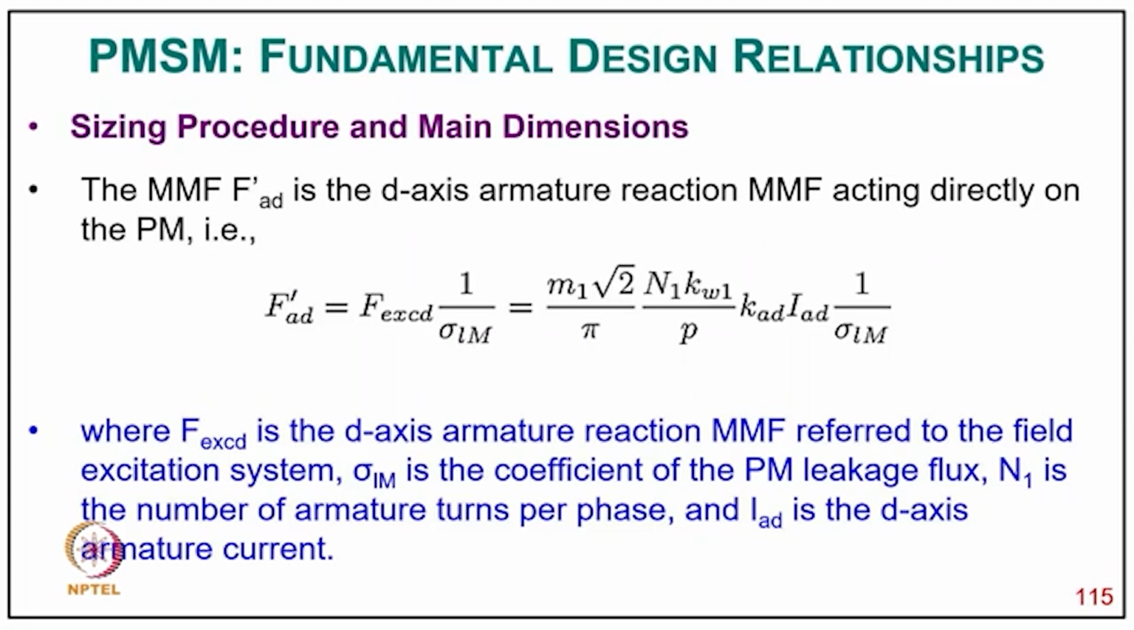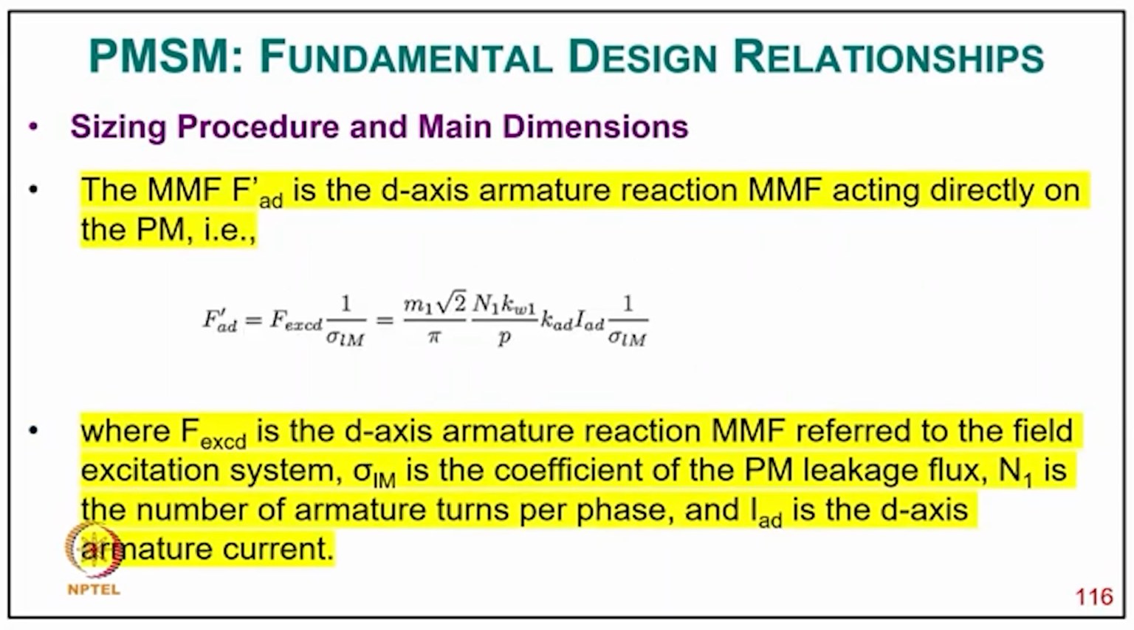So F AD dash is the direct axis armature reaction F acting directly on the PM. So F AD dash equals F EXCD times 1 upon sigma LM, equal to M1 root 2 upon pi N1 KW1 upon P KAD IAD times 1 upon sigma LM, where F EXCD is the direct axis armature reaction referred to the field excitation system, and sigma LM is the coefficient of permanent magnet leakage flux, N1 is the number of armature turns per phase, and IAD is the direct axis armature current.